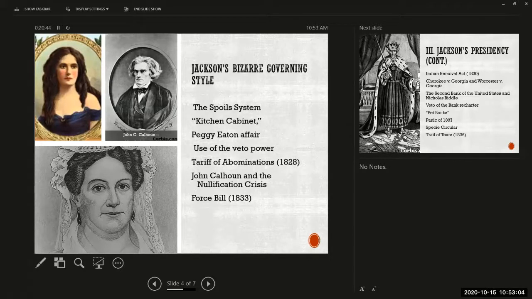And it could very well have come to an attempt at secession or a civil war, were it not for the fact that Henry Clay drafted a Compromise Tariff Act, which lowered the tariff over a series of years, and then Jackson didn't have to send troops into South Carolina, and the question of secession was put off for the time being.